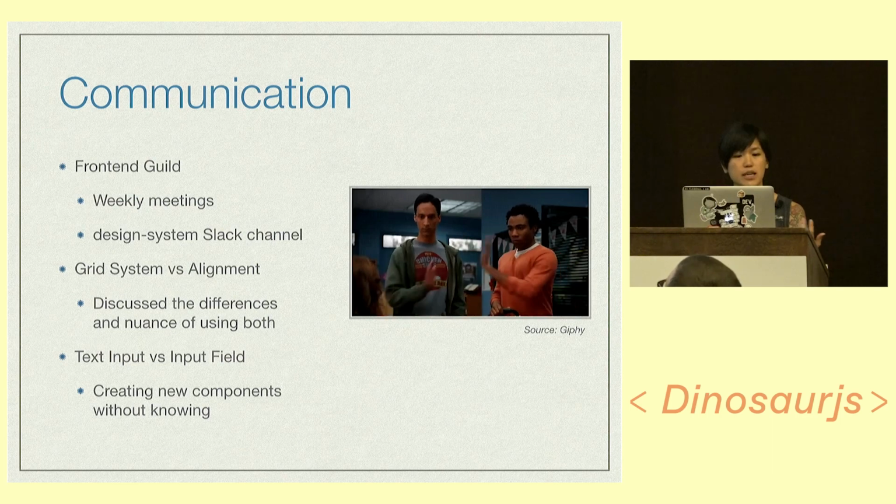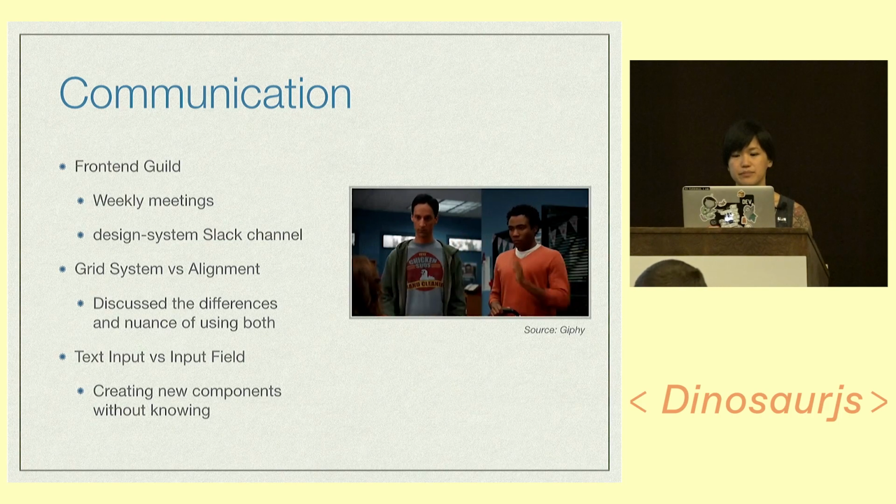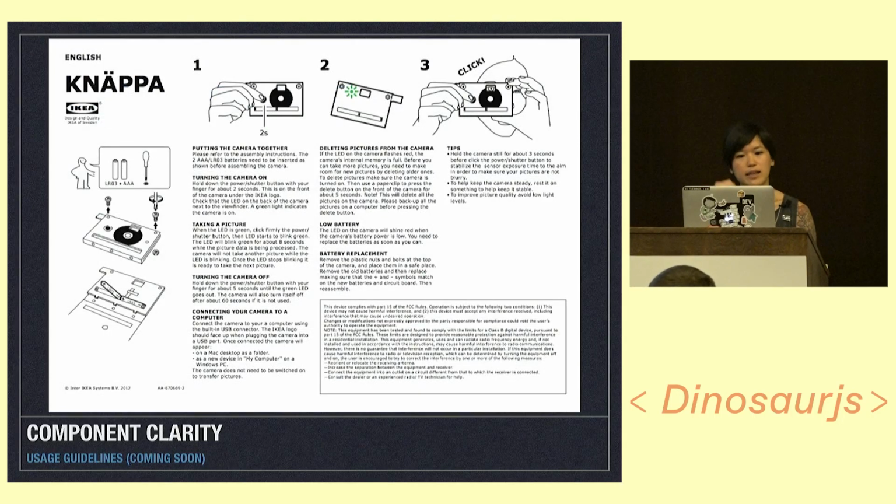And then additionally, communication about creating new components. So the text input versus the input field. Just having communication around knowing what's coming down the line. And then having component clarity. So we were planning to create usage guidelines, explaining when you should use specific components where. And those guidelines are to be written by our UX designers, and those would go under our component documentation.